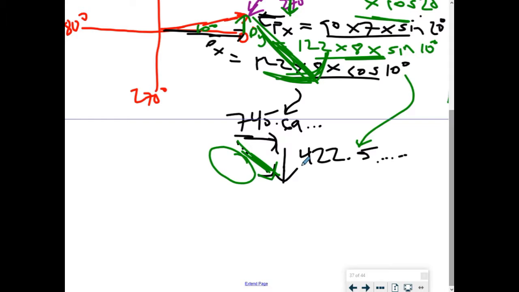So 745 squared plus, where's that 422 number? Square that, square root your answer. I got 857 as my resultant.